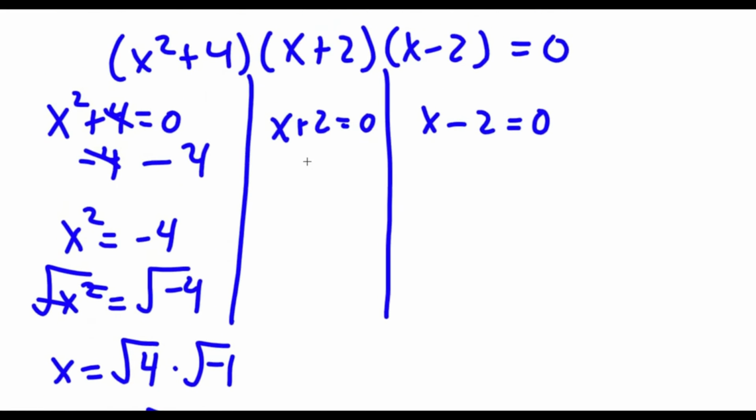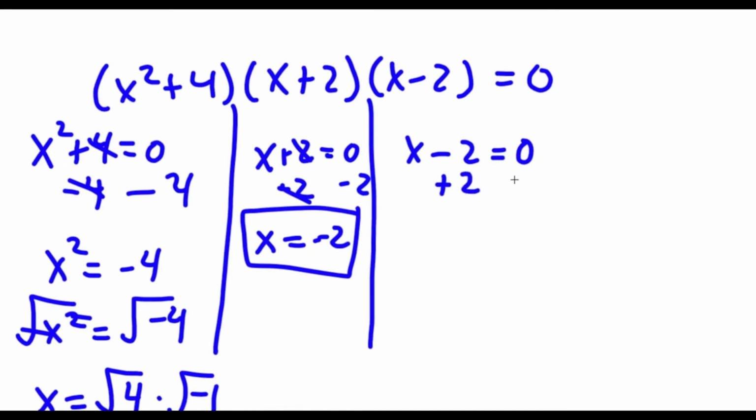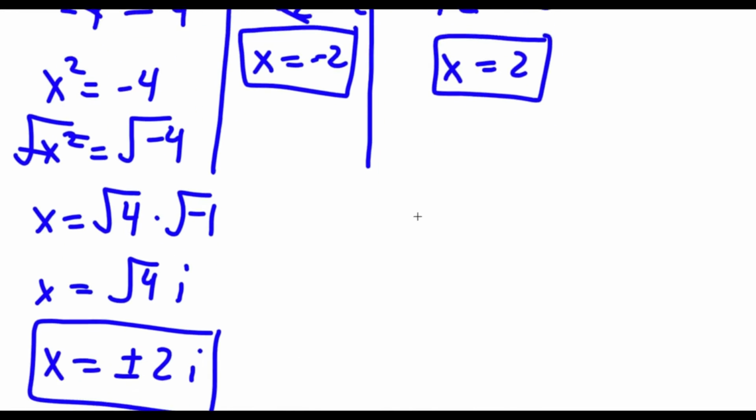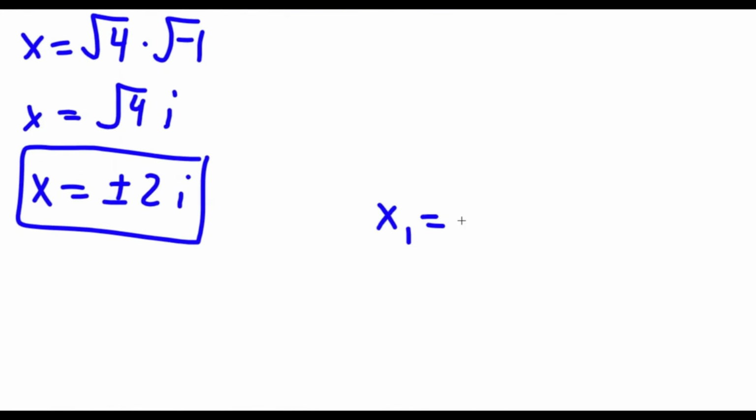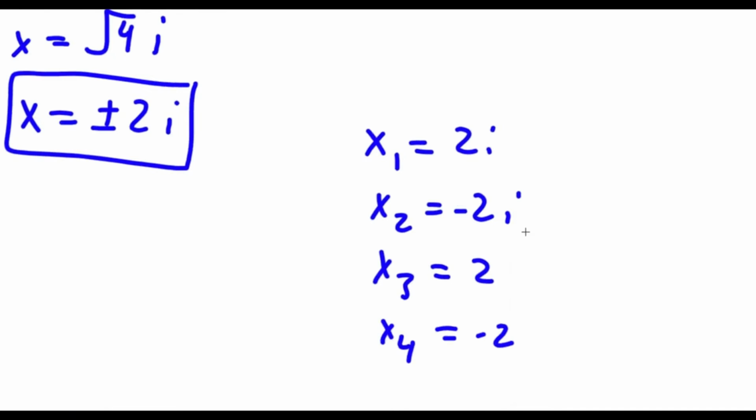Now for x plus 2 equals 0, I'm going to subtract 2 on both sides. And now I'm left with x is equal to negative 2. So that's my answer. And for x minus 2 equals 0, I can add 2 on both sides. I'm left with x equals positive 2. So my four solutions are x is equal to 2i, x is equal to negative 2i, x is equal to 2, and x equals negative 2.